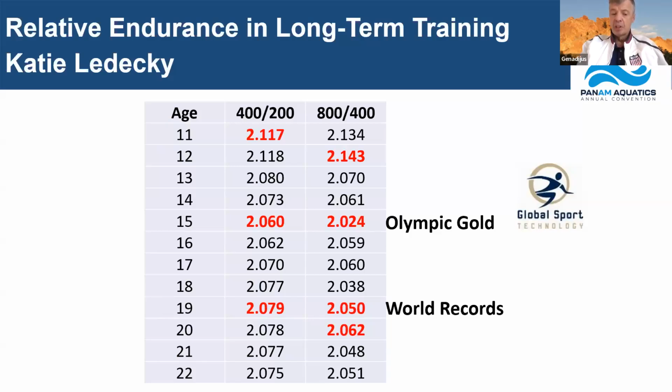And then she reached optimal ratios for these events, which are 2.07 and 2.05, at age 19 when she broke world records at the 2016 Olympic Games. And then she maintained similar ratios later on. She is just swimming a little bit slower than in 2016, but that is still enough for her to win gold medals at the most recent Olympic Games in Tokyo and Paris as well.